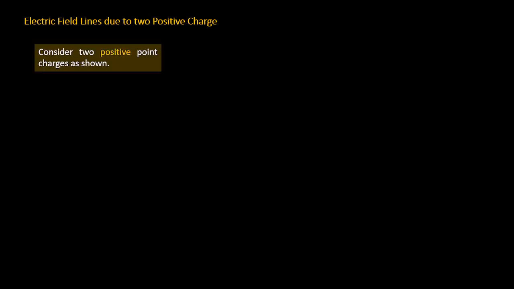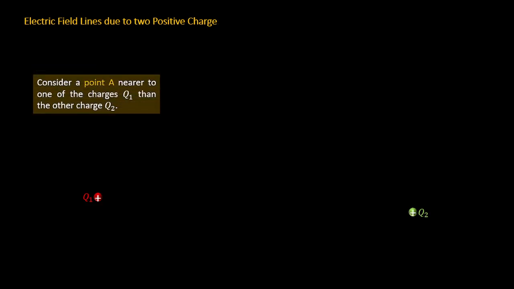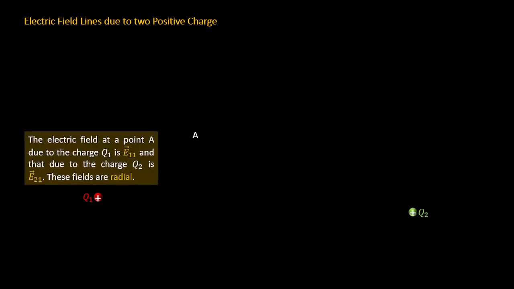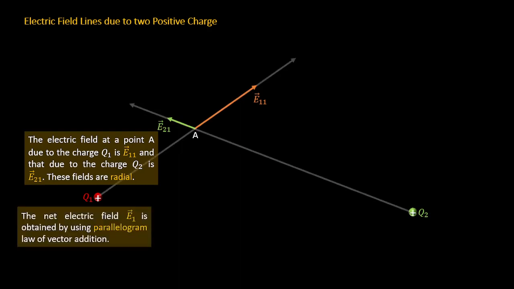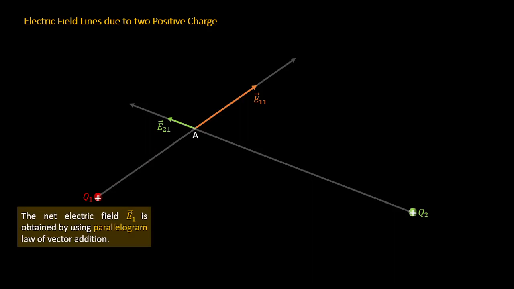Consider two positive point charges as shown. Consider a point A nearer to one of the charges, Q1, than the other charge, Q2. The electric field at point A due to the charge Q1 is E11 and that due to the charge Q2 is E21. These fields are radial. The net electric field E1 bar is obtained by using the parallelogram law of vector addition.